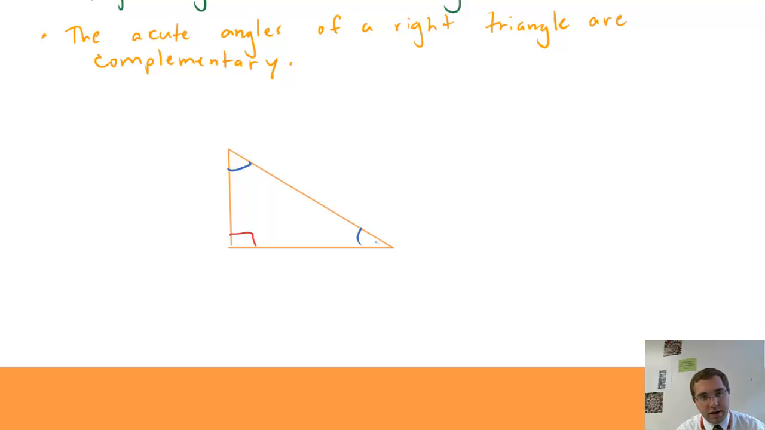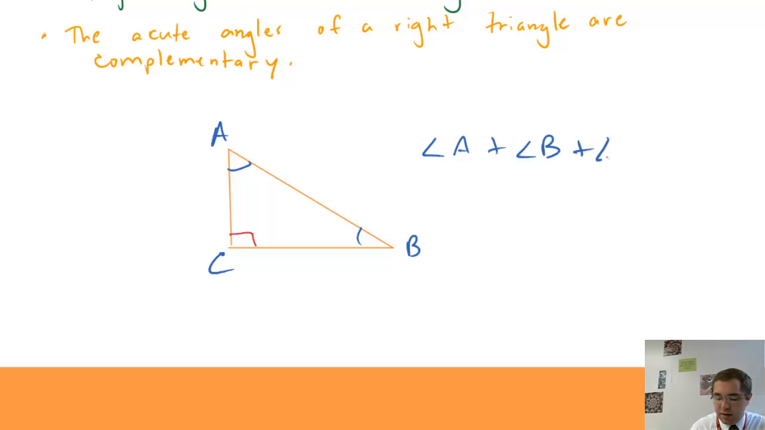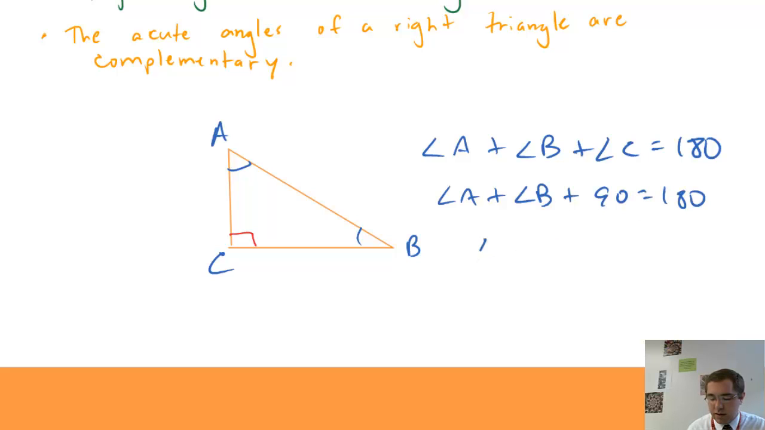They have to add up to 90 because all 3 of these angles, we call that A, B, and C, angle A plus angle B plus angle C has to equal 180. Well, angle C is already 90, so angle A plus angle B plus 90 has to be 180. That means if we subtract 90 from both sides, angle A plus angle B has to be 90, which is the definition of complementary angles, 2 angles that add up to 90 degrees.